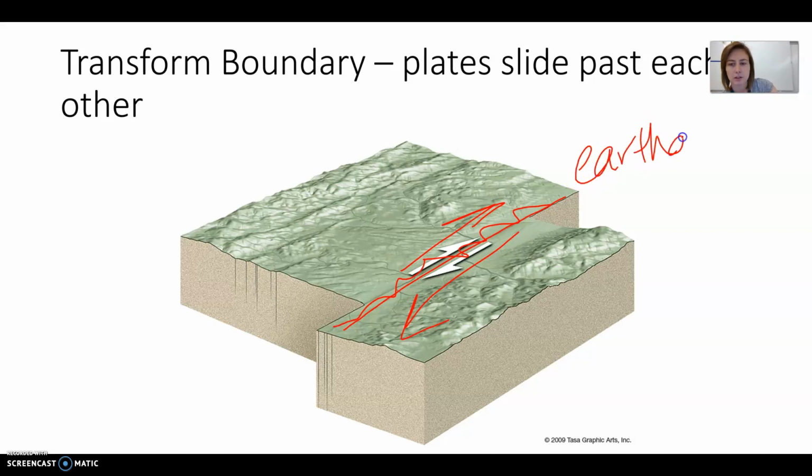So I'm going to write earthquake on here, because a lot of earthquakes happen at transform boundaries. That's why California gets a lot of earthquakes, because it's really close to a transform boundary like this.